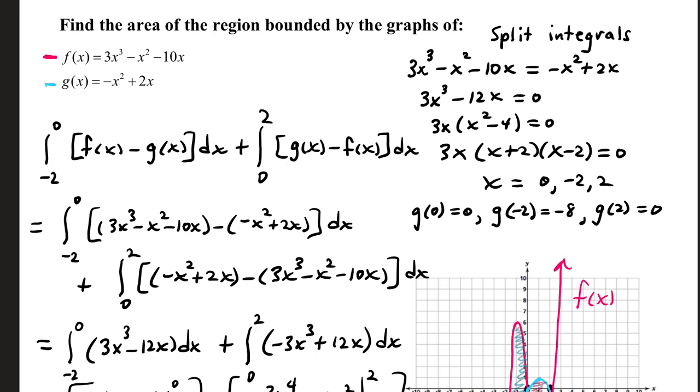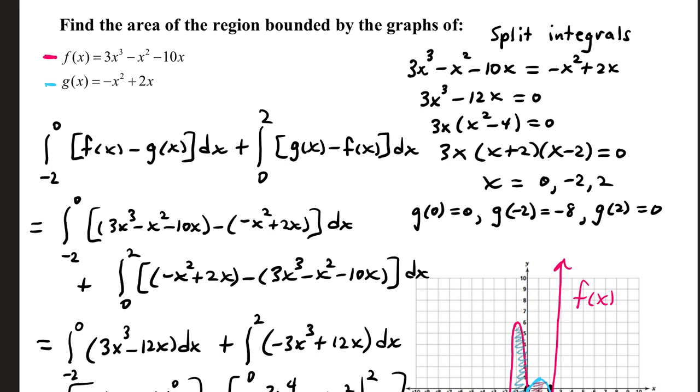Bring all your terms to one side. You can factor out a 3x. That leaves x squared minus 4. X squared minus 4 is a difference of two squares. This gives us three factors with a variable. Setting each one equal to 0 and solving, we're going to get 0, negative 2, and positive 2.